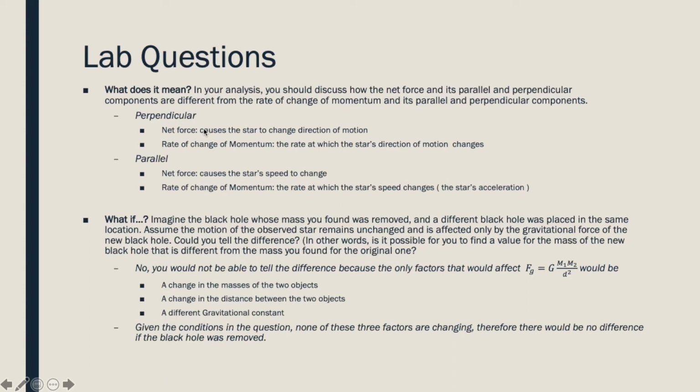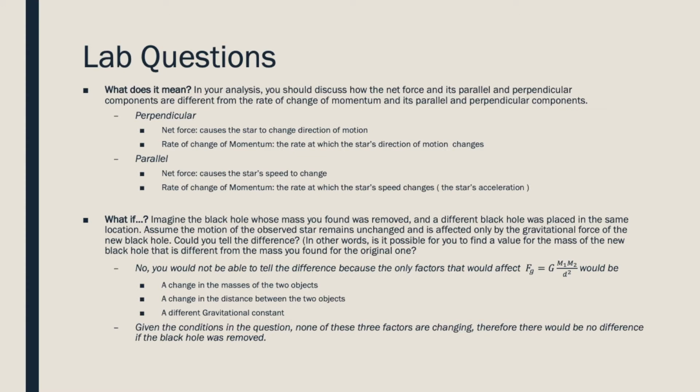We're asked to distinguish between the perpendicular and parallel. So we have our perpendicular net force and also the perpendicular rate of change of momentum. The net force causes the star to change direction of motion, but the perpendicular rate of change of momentum is the rate at which the star's direction of motion changes. Similarly, we can look at the parallel force. The net force causes the star's speed to change, and the rate of change of momentum is the rate at which the star's speed changes, which is also the star's acceleration.